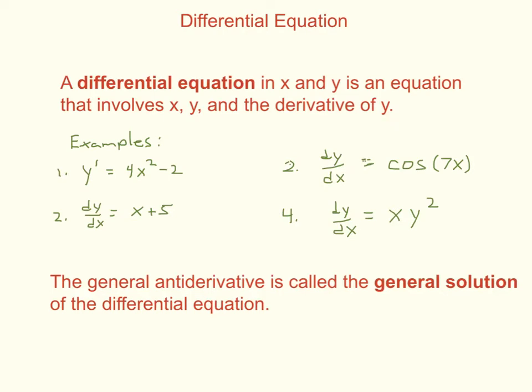I will usually write it as dy dx, and you'll see why in a second when we talk about how we solve them. But you can use the y prime. So this y prime equals 4x squared minus 2 is a differential equation. Same thing with dy dx equals the cosine of 7x, or dy dx equals x plus 5. Or the fourth one here, dy dx equals x times y squared. Now, for our purposes right now, the ones that we're going to be dealing with are going to be these first three. This fourth one will be something we'll work with at a later time.